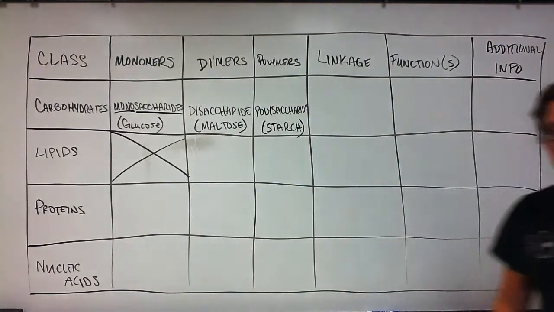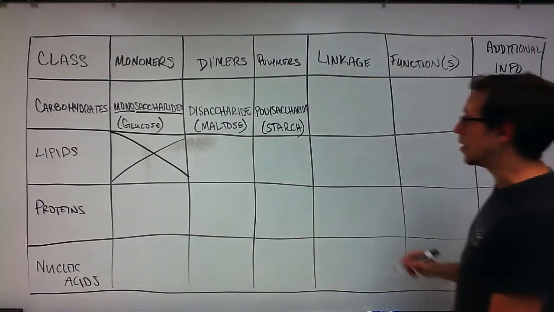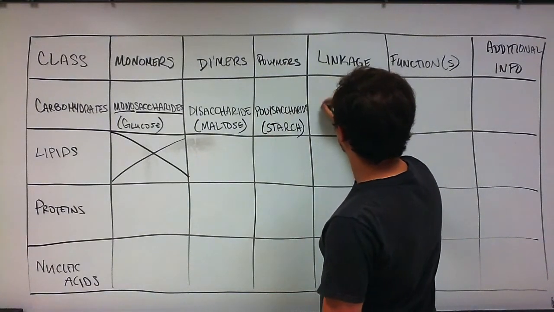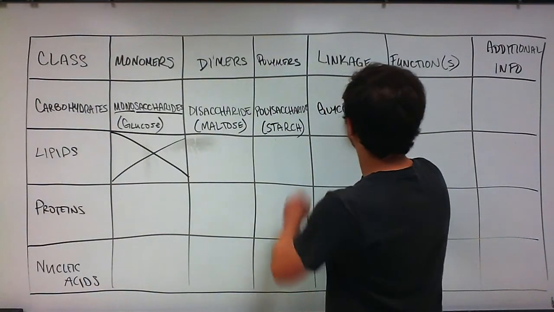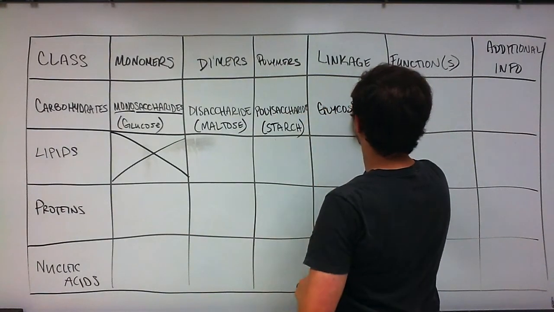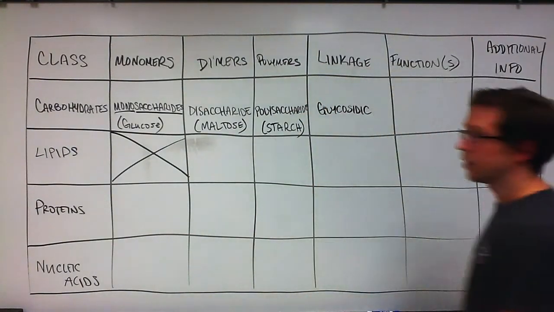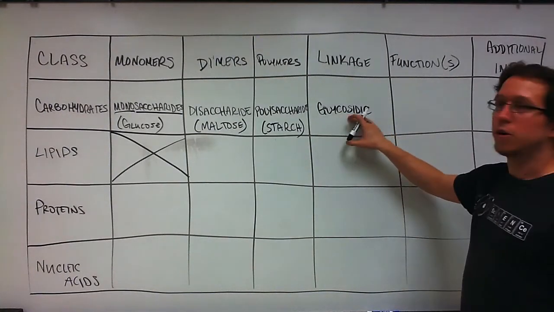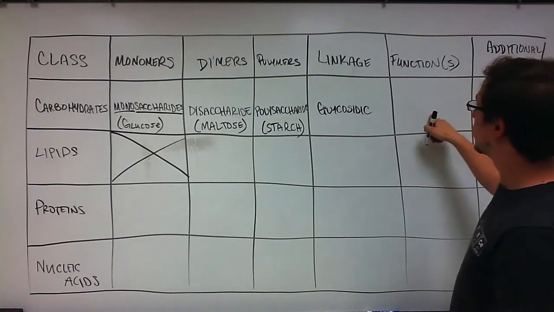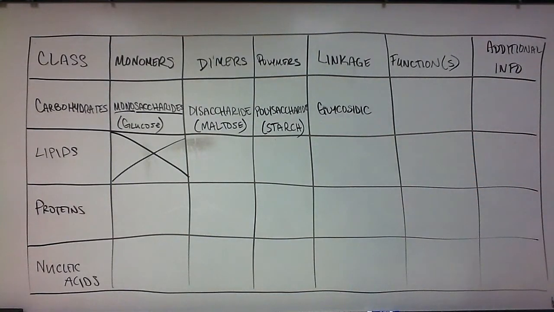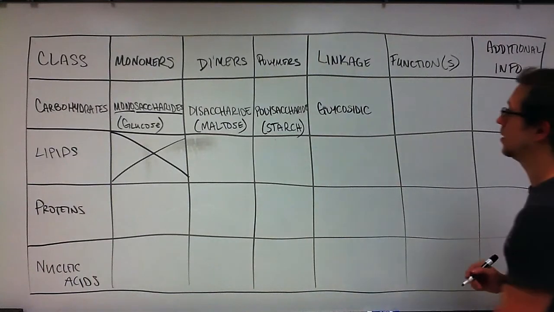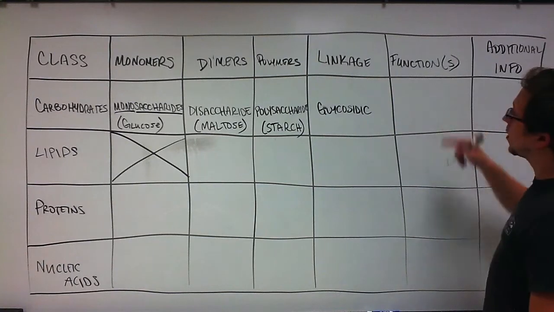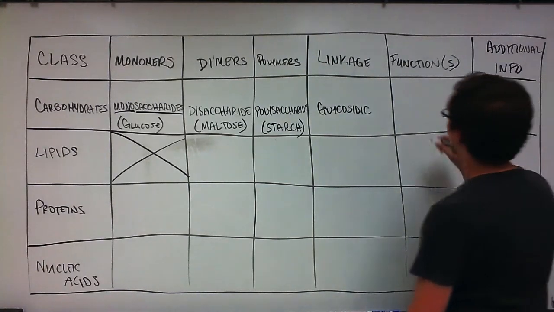Now, the linkage that is used ultimately to link these monosaccharides or disaccharides together is called a glycosidic linkage. Okay. Glycosidic, glyco meaning sugar, linkage. Okay. So, we've got monosaccharides, we've got disaccharides, and we've got polysaccharides. We link them together via a glycosidic linkage. Right? Now the functions of these molecules, and there are a couple.